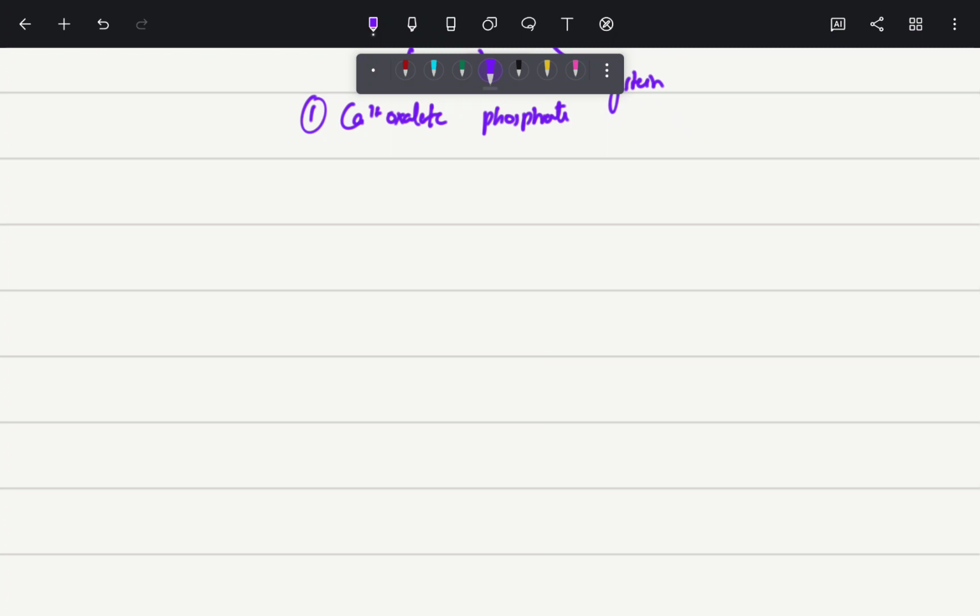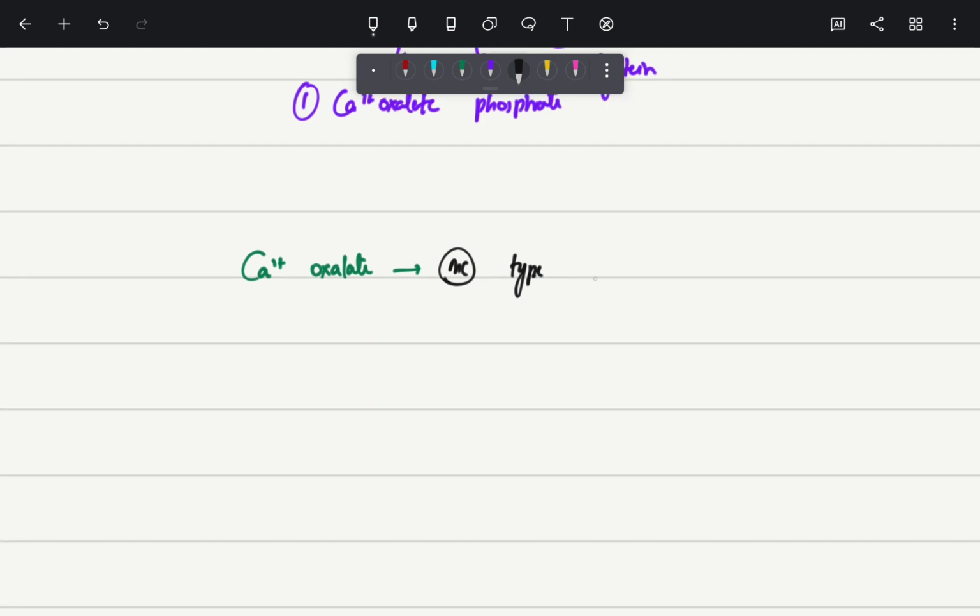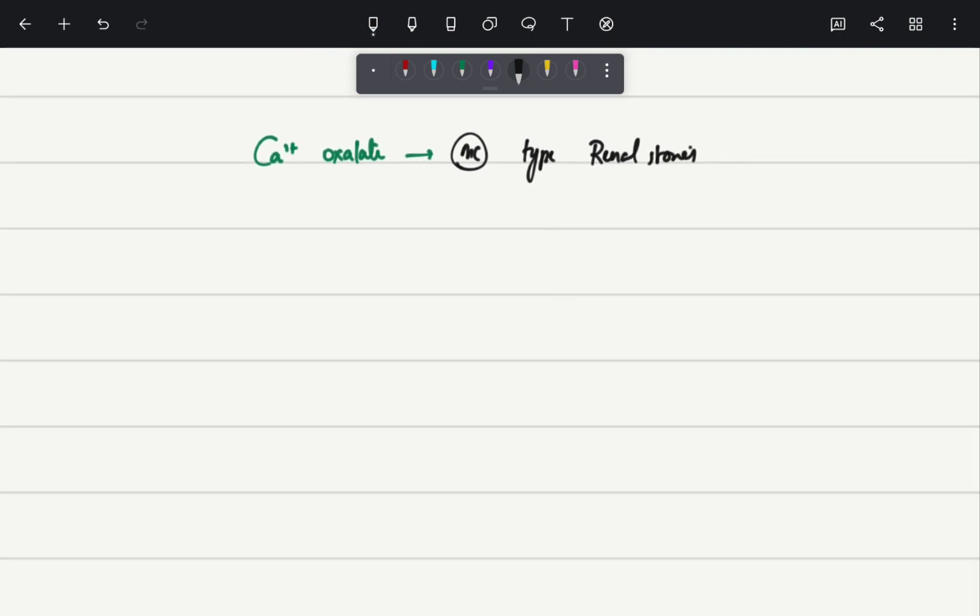First we will talk about the calcium oxalate stones. Calcium oxalate stones are the most common type of stones that you will see in your patients. Now, why are these stones forming?